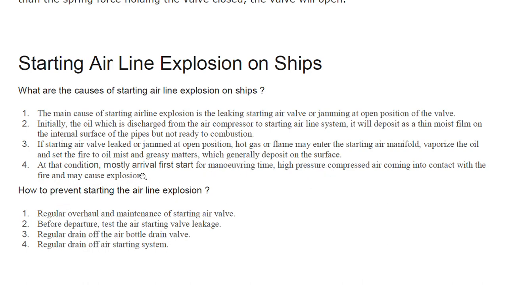At that condition, mostly during the first start or maneuvering time, high pressure compressed air coming into contact with the fire may cause explosion. And this high pressure air will come into contact with the vapor, and then because of that the explosion will happen.